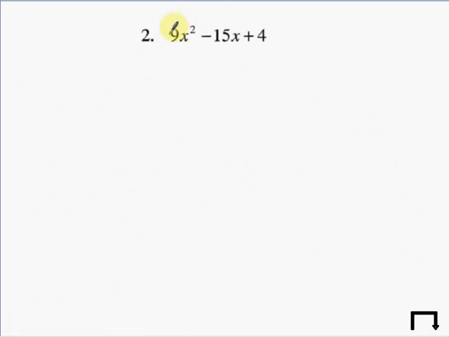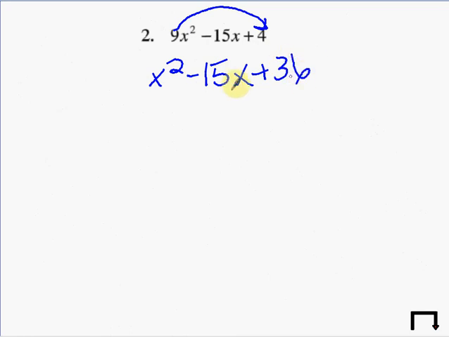Let's use a different color. Let's use blue. Alright, so I'm going to multiply 9 and 4. And so I have x squared minus 15x plus 36. And let's see here, if I factor this polynomial, I have two minus signs, so I'm going to have x minus and x minus. And what are two numbers that multiply to give me 36 but add to give me negative 15?